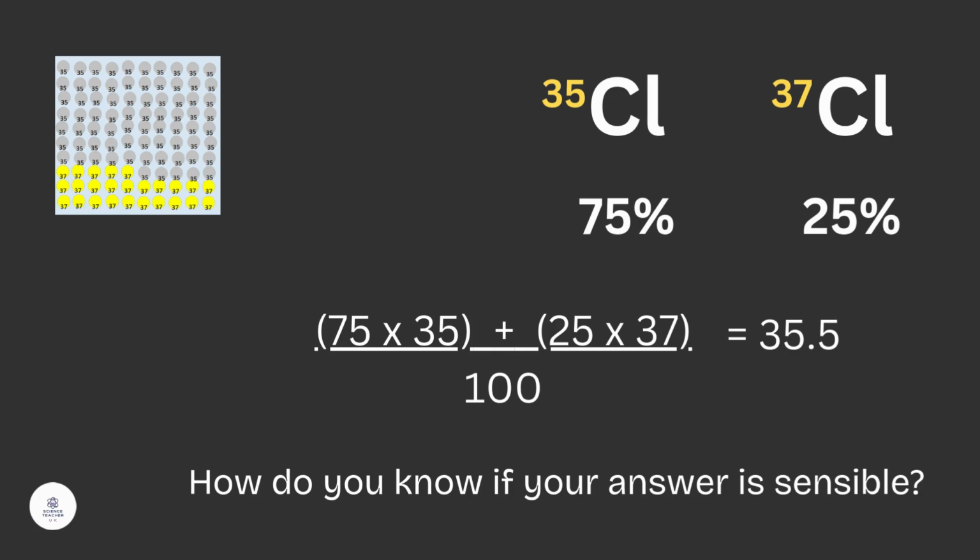And whenever you do a calculation, you should always ask yourself whether the answer is sensible. So in this case, how do we know an answer of 35.5 is a sensible answer? For this example, we expect the answer to be somewhere between 35 and 37 because those are the numbers that we are finding the weighted average of. And we expect it to be nearer to 35 than 37 because there are more of the isotopes with a mass of 35.